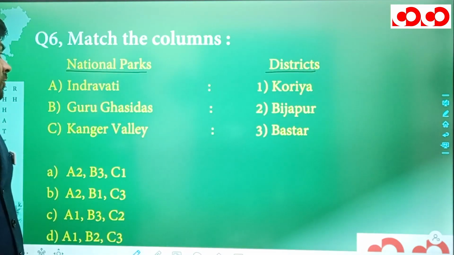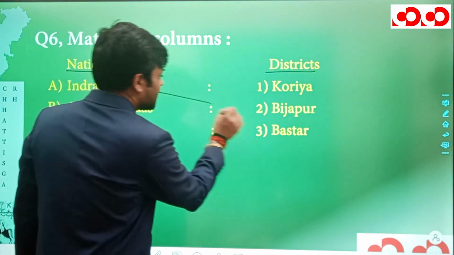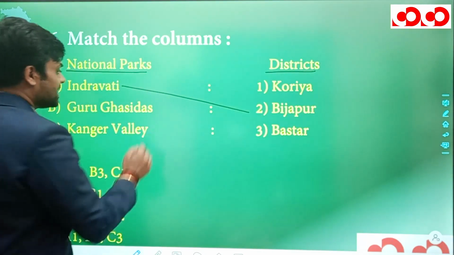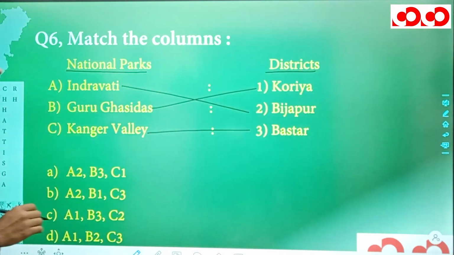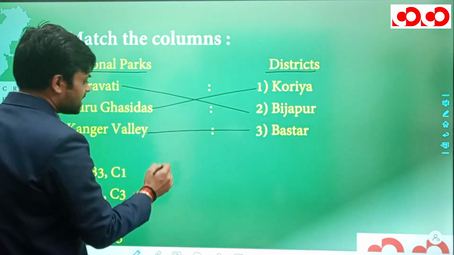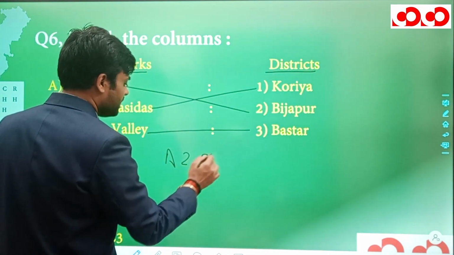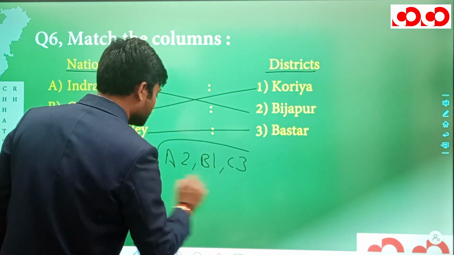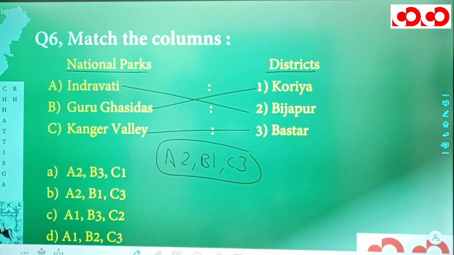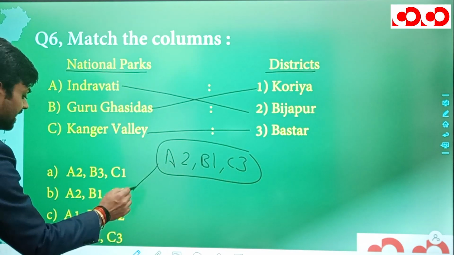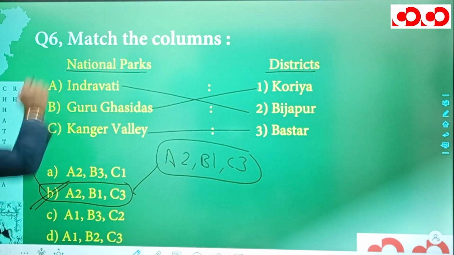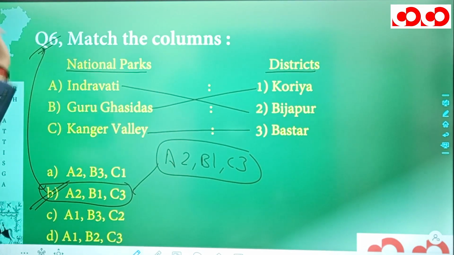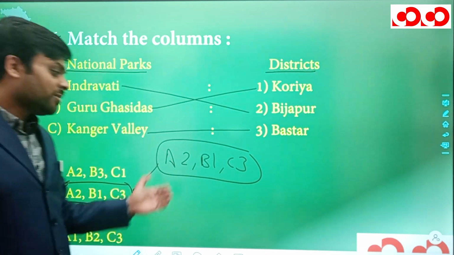National Park. So now we know that this Indravati National Park is situated in Bijapur district, Guru Ghasidas National Park is situated in Korea district, while Kanger Valley National Park is situated in the Bastar district. So when forming pairs we have A2, B1 and C3, and this A2, B1 and C3 is given in option B, and hence this option B is going to be the correct option for our sixth question. So this was all about the sixth question.